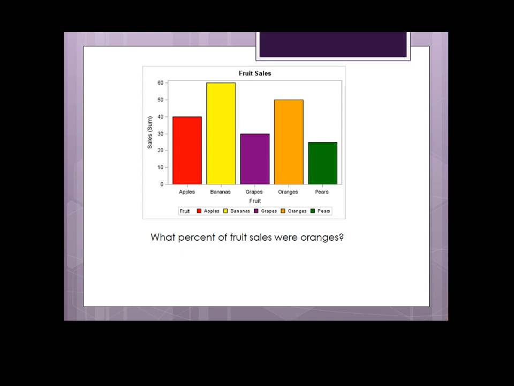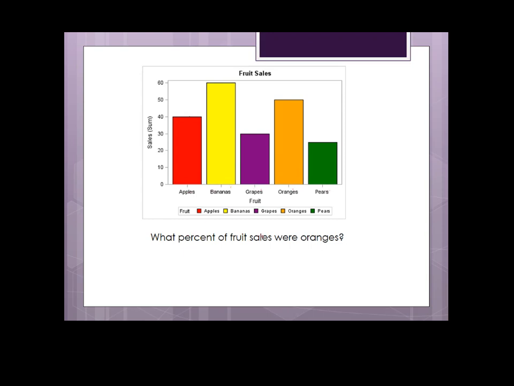Okay, fruit sales. So these are different types of fruits. So histograms have to have numbers here, whereas bar graphs don't. So that's one of the differences between bar graphs and histograms. This is the sales of apples, bananas, grapes, oranges, and pears. Notice they even use the colors to help us out here.